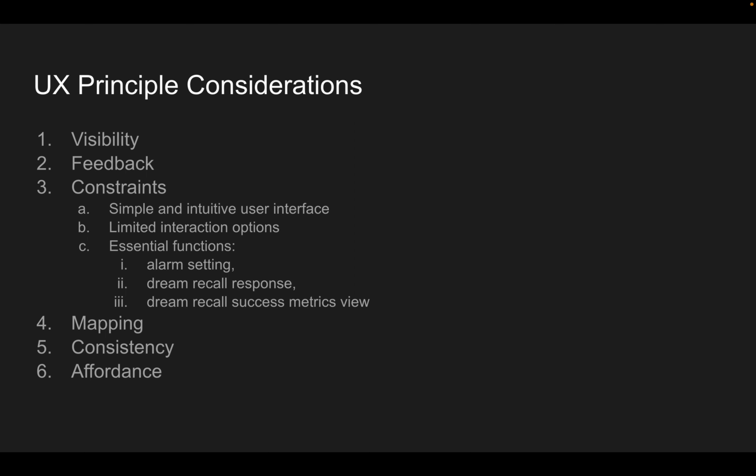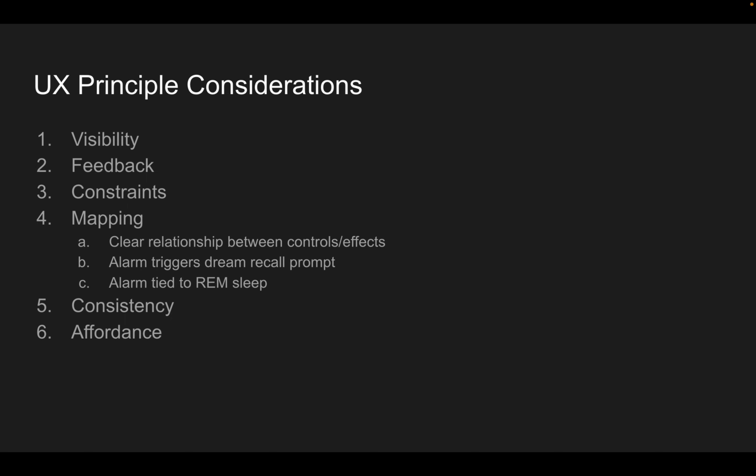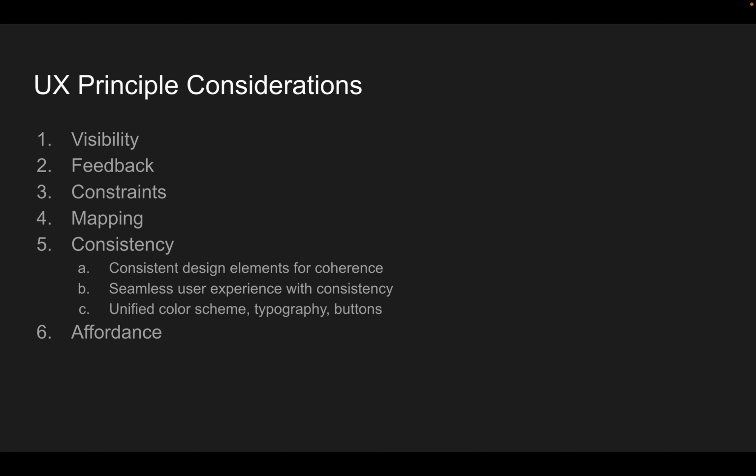Constraints we're working with: relatively simple yet intuitive UI. There's not too many interaction options, but the essential functions here are about alarm setting, dream recall response, and the success metrics of that recall. The mapping principle here corresponds to clear relationships between the controls. So when you're getting woken up, if there's other things that you're doing like setting intention or galantamine, those should probably be recorded as well. Alarm triggers that prompt dream recall and are tied to REM sleep. Likewise, kind of mapping input and experience output.